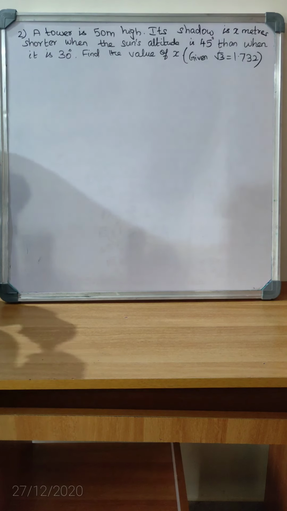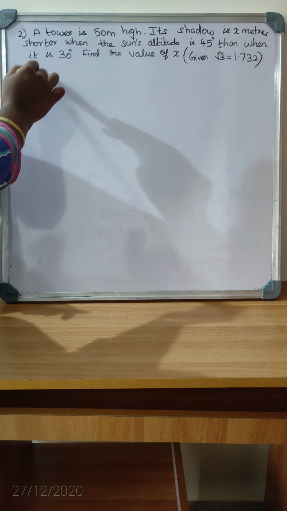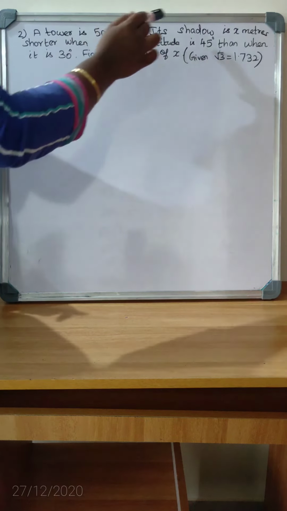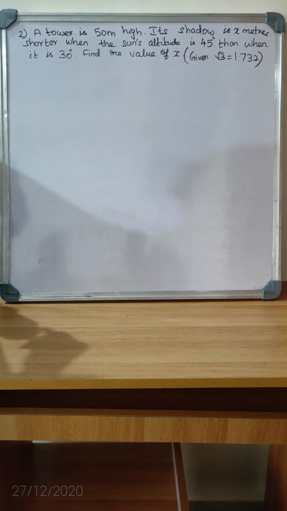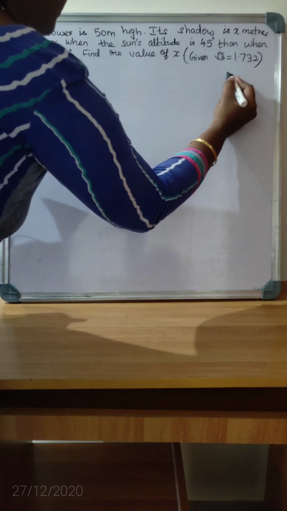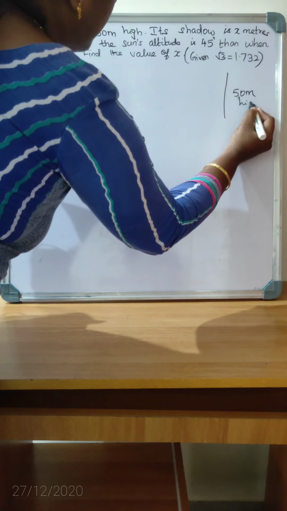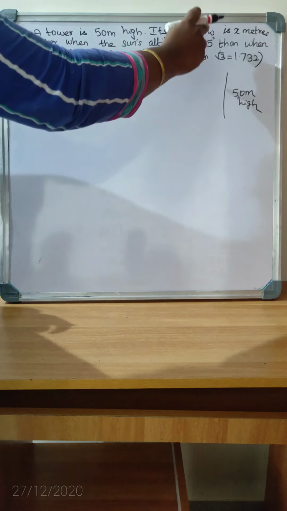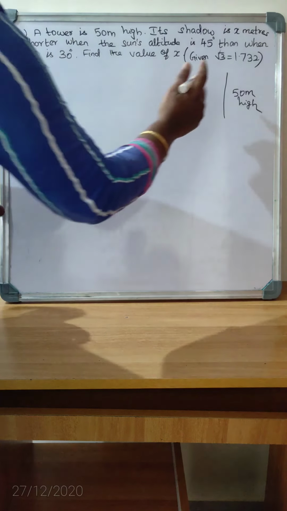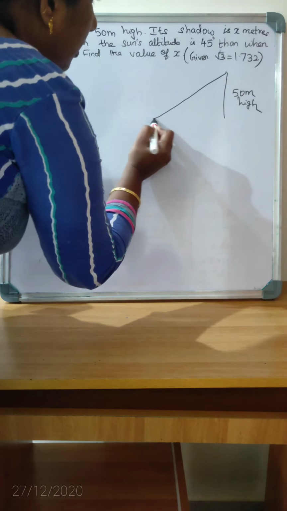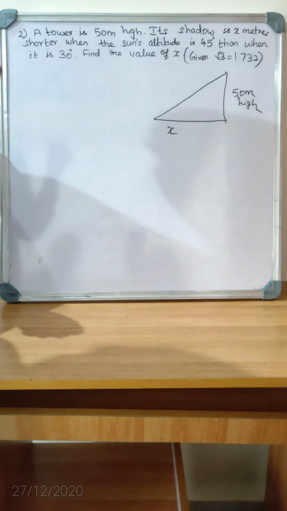So in the first example, they asked for the height of the tower. In this question, they have given the height of the tower and they are asking for the shadow. So first we are going to draw the diagram. The tower is 15 meters in height. Its shadow is x meters shorter when the sun's altitude changes, when the sun's altitude is x degrees.